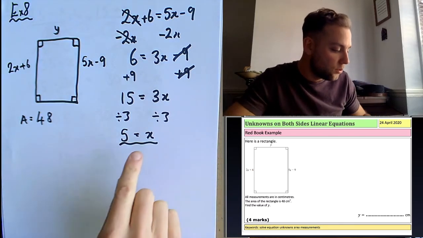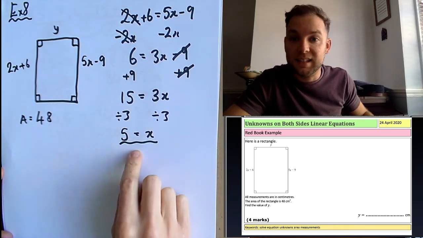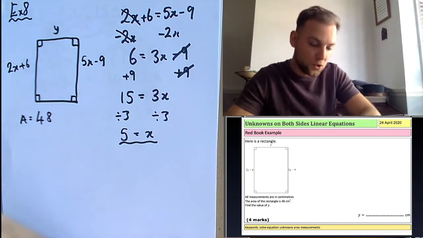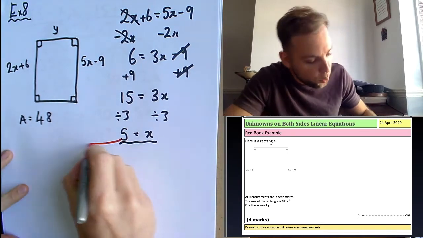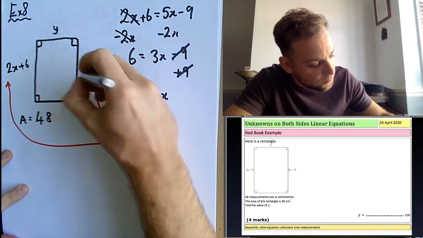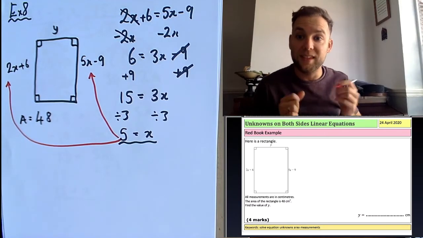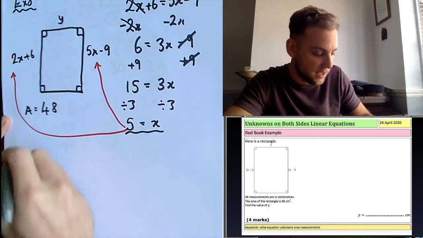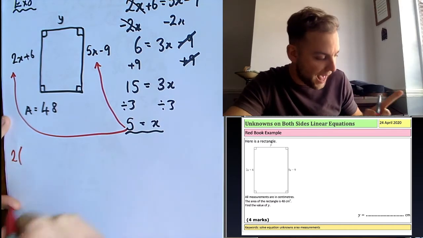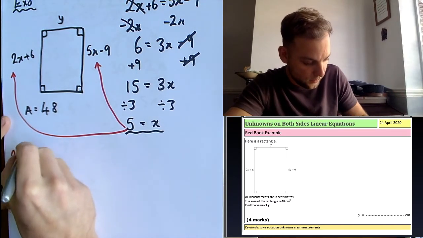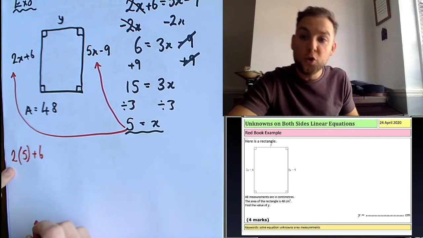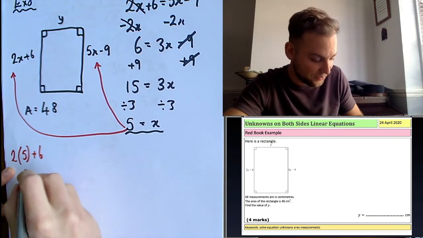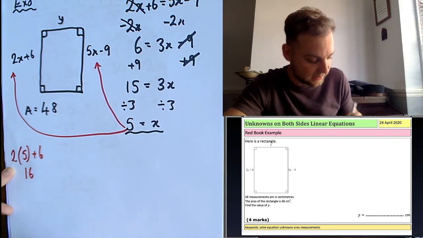So, don't be confused and think that this is the value of the side. It's not. This is the value of x. To work out the value of the side, you've got to put that into one of these. Now, it doesn't matter which one you put it into, you'll get the same answer. So, 2x plus 6. That means 2 times x, which I know is 5, plus 6. 2 times 5 is equal to 10, plus 6 is equal to 16.